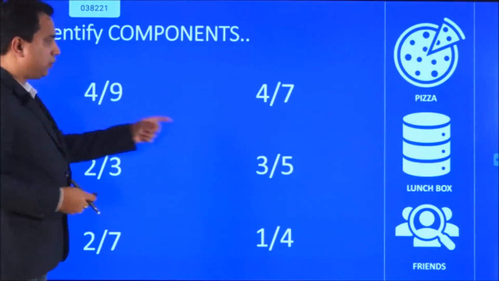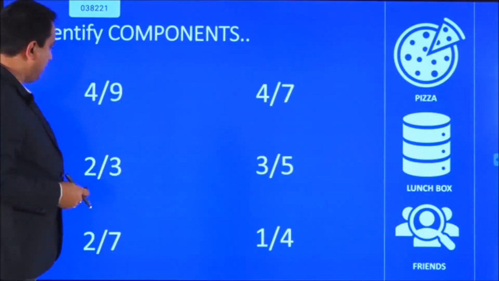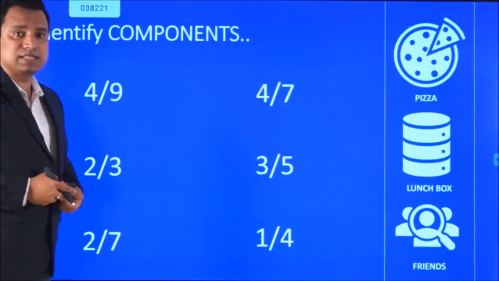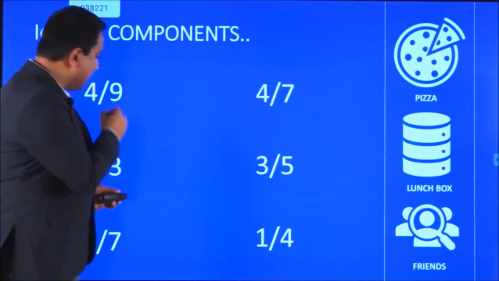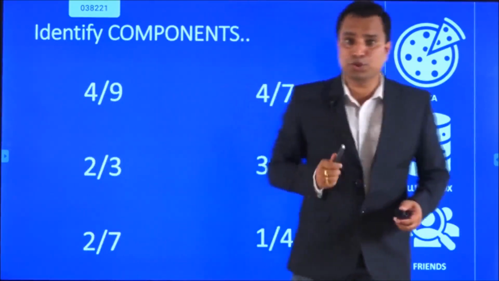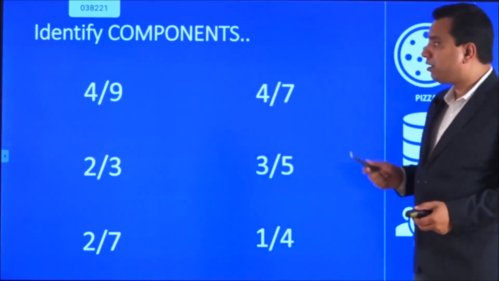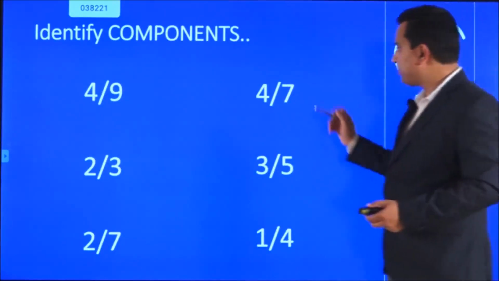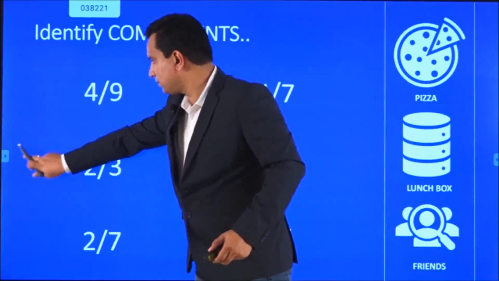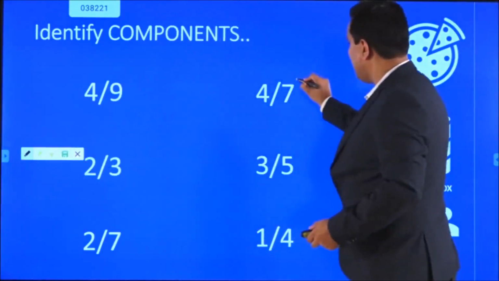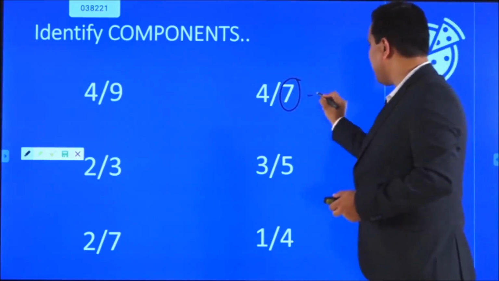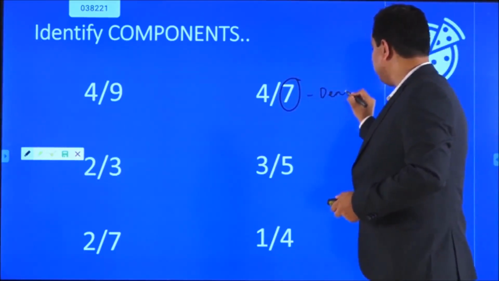These are some quick examples that we have. I want each one of you to let me know which one is a numerator. I'll be circling some of the components here, and I would ask one of you to answer whether that's a numerator or a denominator. What is this, boys and girls? Now what is this? This is 4/7. Now 7 is nothing but a denominator.